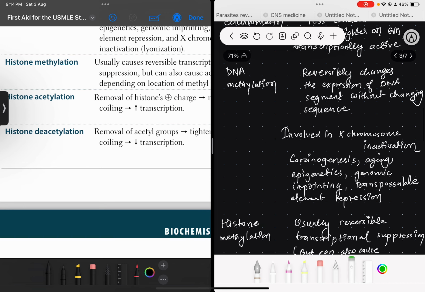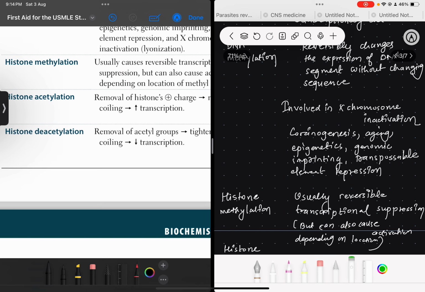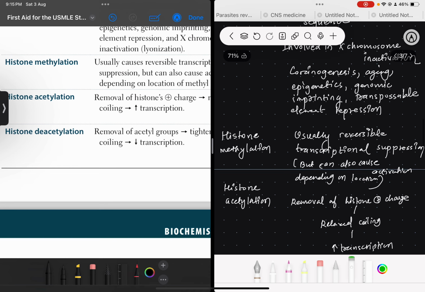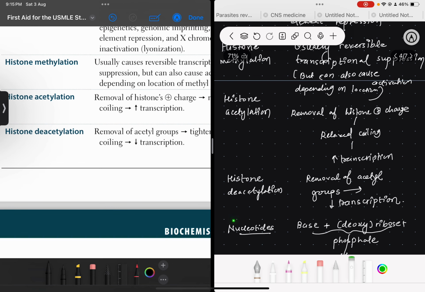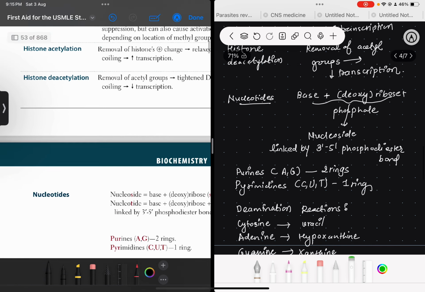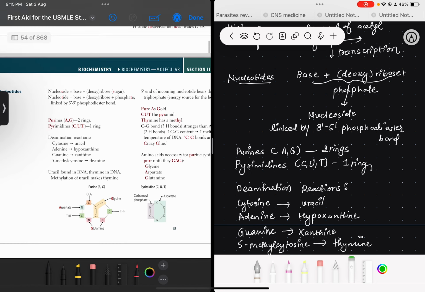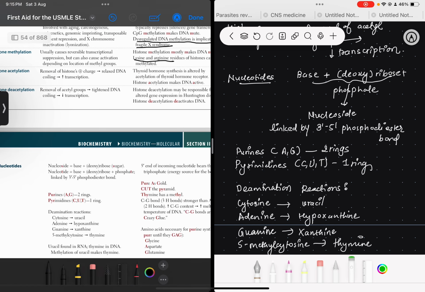So for histone methylation and DNA methylation, we have remembered these two together, that they are going to make the DNA mute, and histone methylation is mostly mute. And this is also an opposite process, histone acetylation and histone deacetylation. Now about the nucleotides. We know that they are of two types.